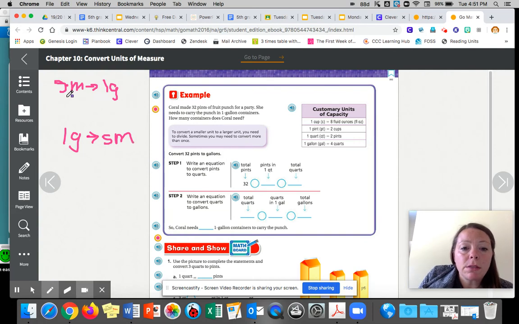So for converting a smaller unit into a larger unit, remember, we are going to divide. It sounds a little silly, but you have to think about what's actually happening, all right? For converting a larger unit into a smaller unit, we're going to go ahead and multiply.